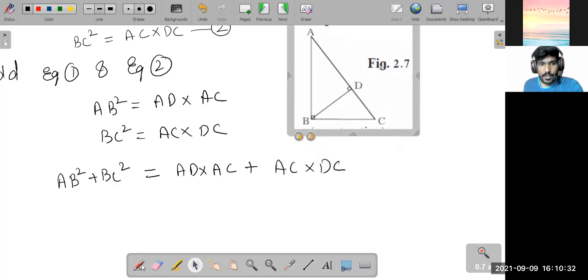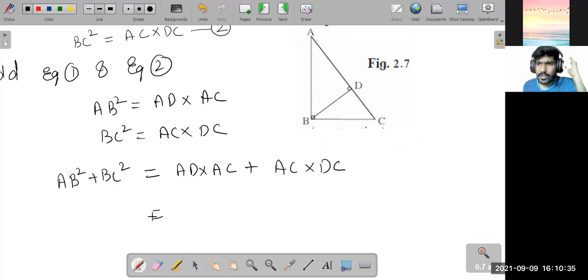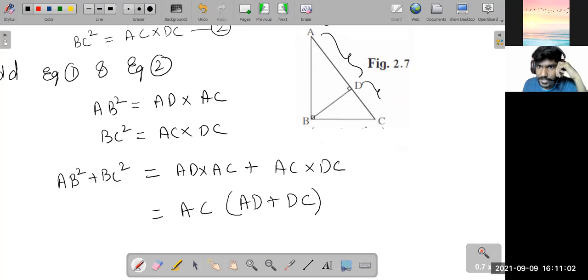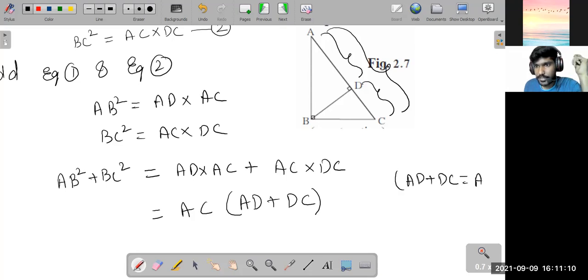Yes, and then you take AC common. It will not get cancelled; take it common outside. So when you take AC common outside, you have AD plus DC. Now, if you look in the figure, AD plus DC is nothing but AC. AD plus DC is equal to AC.